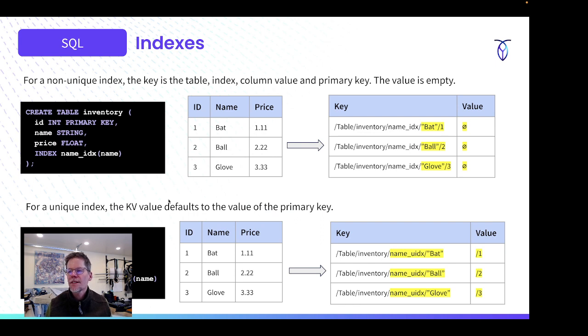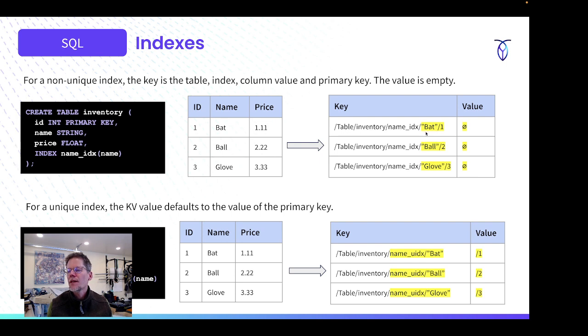So for indexes, we'll just quickly run through this, but in the top example, we have a non-unique index. So it's on the name column. So we could have multiple bats, we could have multiple balls and gloves. So we've made a non-unique index. In that case, we see table inventory, name ID index, the name of the index, and then the actual value of the column that's being indexed on, and then what primary key that relates to.